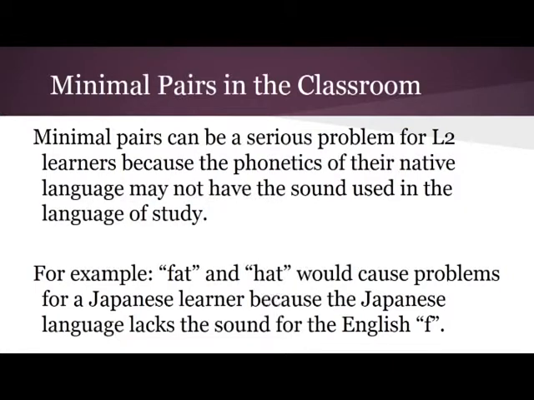Minimal pairs can be a serious problem for L2 learners because the phonetics of their native language may not have the sound used in the language of study. For example, fat and hat would cause problems for a Japanese learner because the Japanese language lacks the sound for the English F. Understanding how minimal pairs can cause problems for their students is important for teachers, because mistakes with minimal pairs can lead students to believe that they understand when in fact they do not.